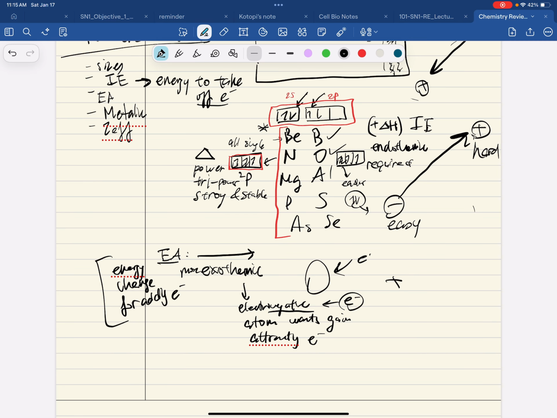Another exception here is group A5, the group of the nitrogen period, so nitrogen and everything to the bottom. Let's say oxygen and a phosphate. Oxygen versus a phosphate, because this is what it looks like on the periodic table, it is actually easier to add an electron on oxygen than on phosphate, which contradicts the trend.